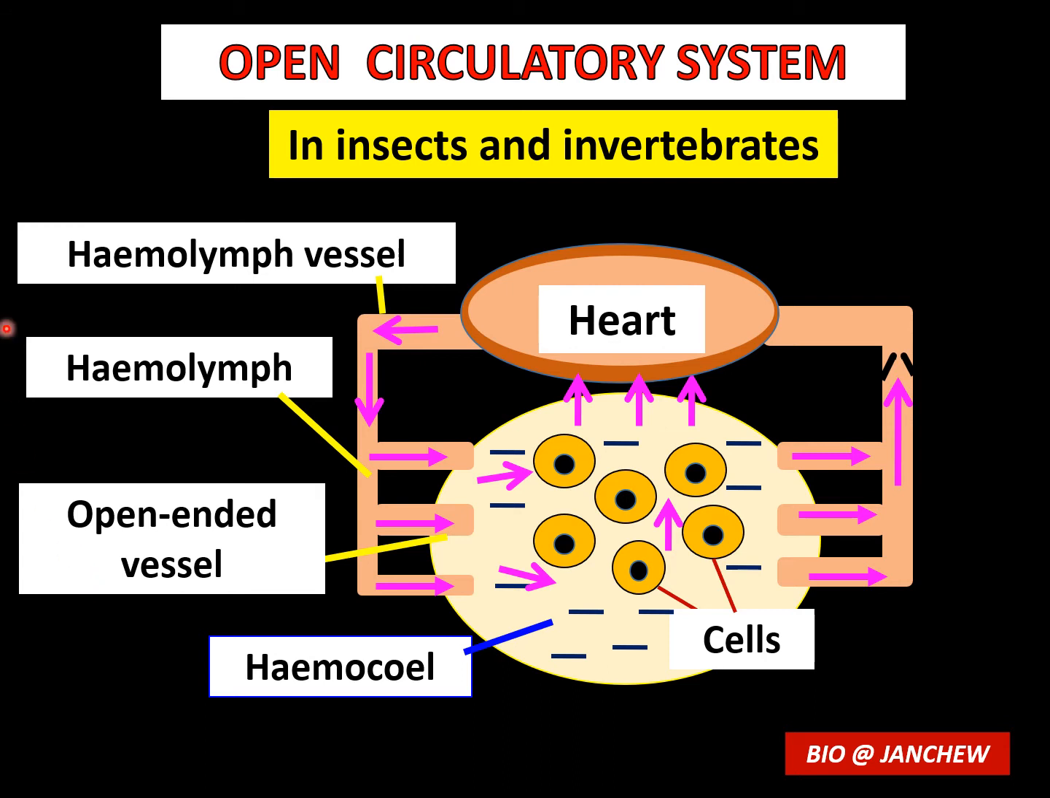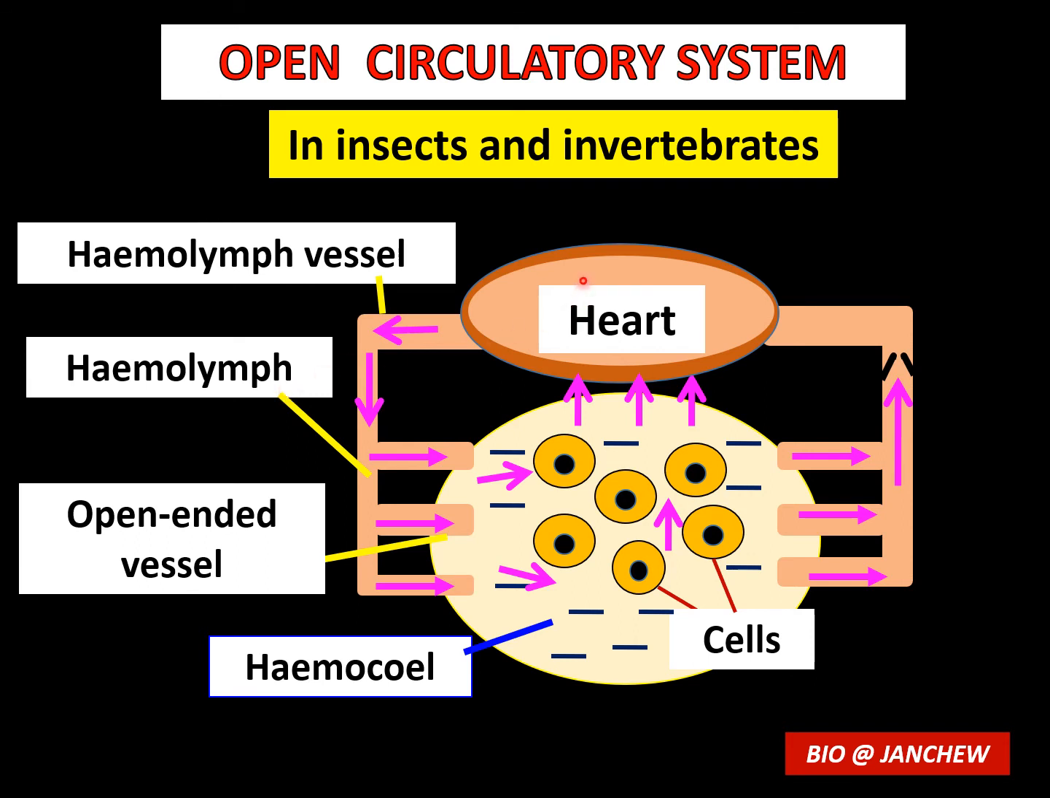Let us find out what an open circulatory system is. This is found in insects and other invertebrates. So there is a heart, and for insects the heart is like a long tube that is segmented. And in the heart there is the blood-like nutritious fluid called the hemolymph. This is the circulatory fluid that circulates in the system. Hemolymph is a blood-like circulatory fluid that contains nutrients for the cells.